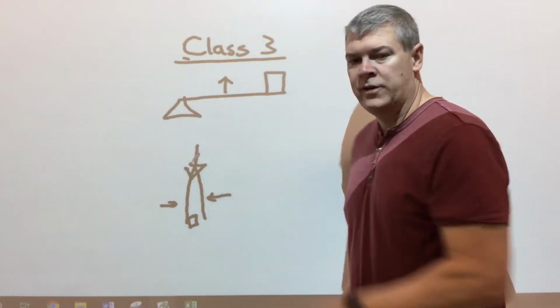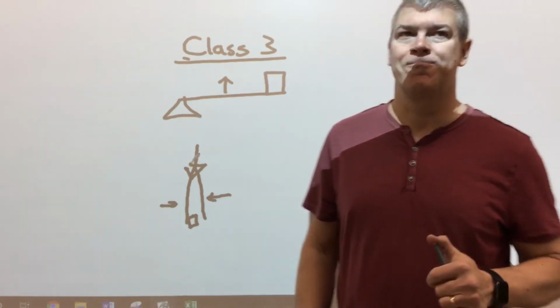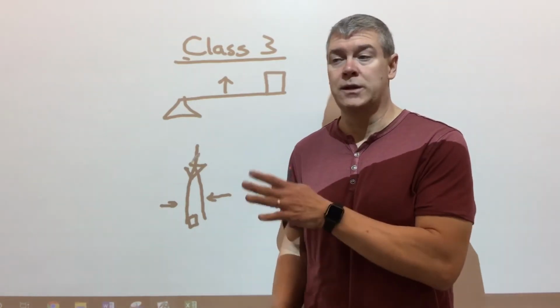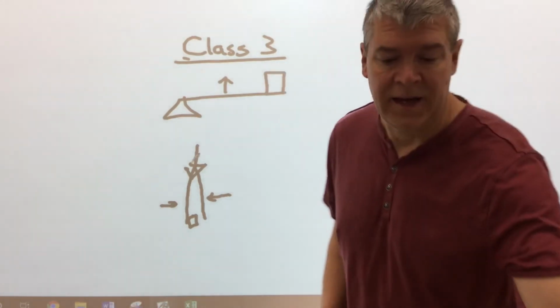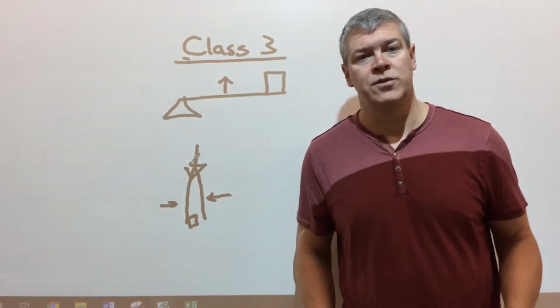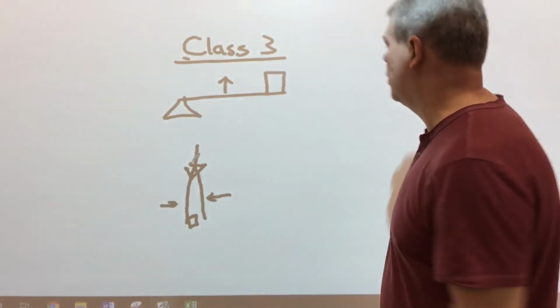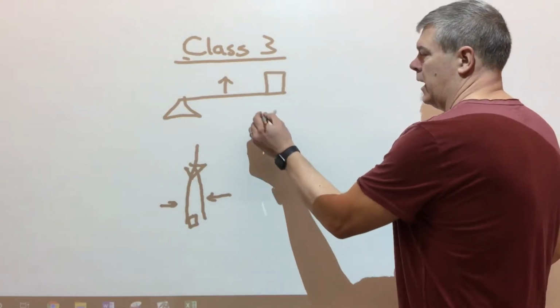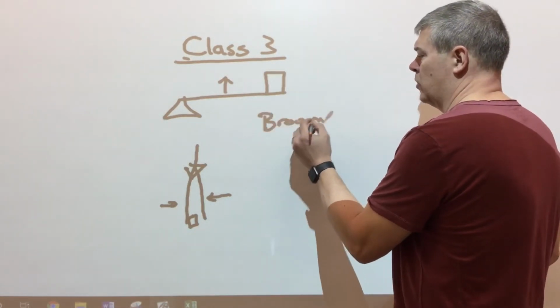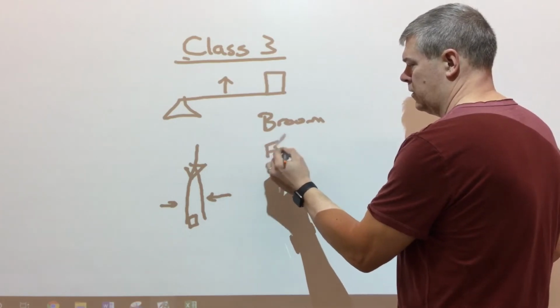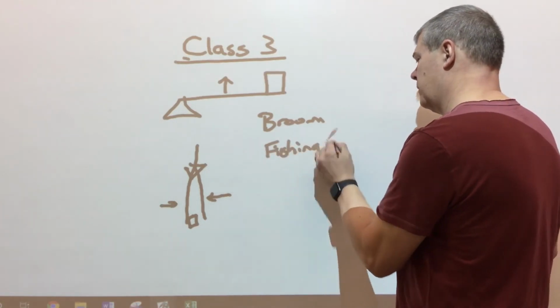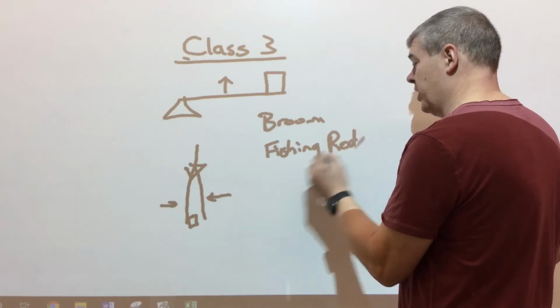Now, the majority of class 3 levers sometimes are confused as not being levers at all. And they are things that basically become extensions of your arm. So there were several things on your sheet, like a broom, there was a fishing pole, or a fishing rod. I think there was a shovel.